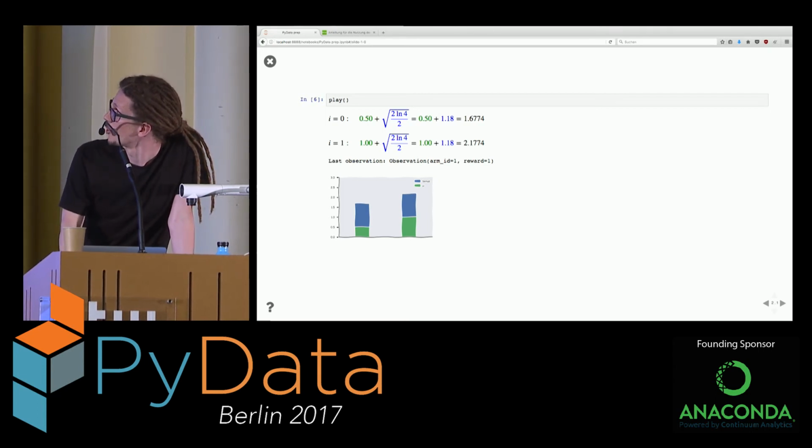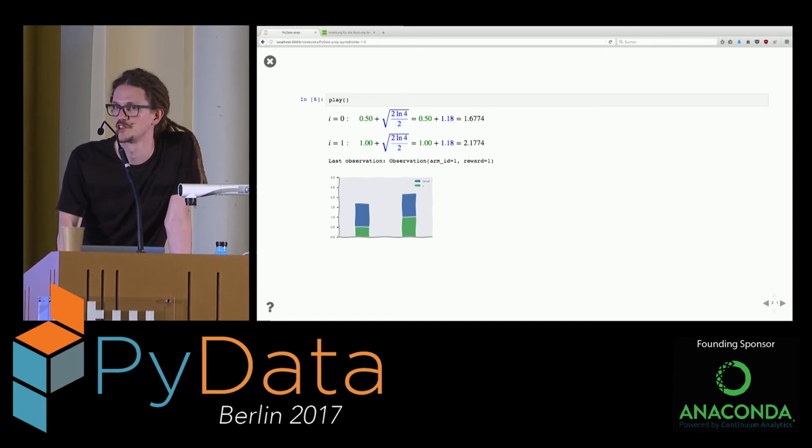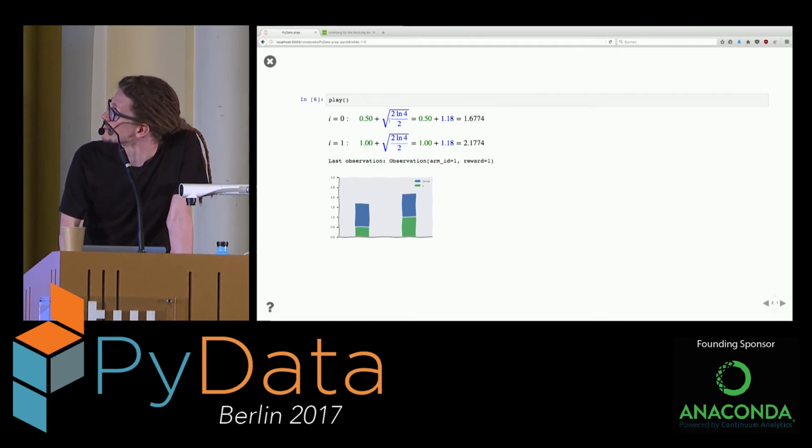You can see the formula. You have the green and the blue. The green is the past performance. That was the mu, which is just the average of the reward we got, basically. And then we have the square root here, and this is 4 divided by 2. 4 is the total number of rounds we've played, divided by 2. That is the number we played the certain bandit, yeah?